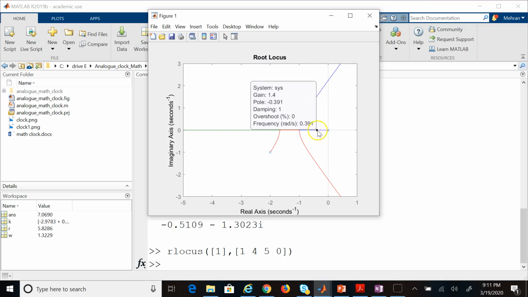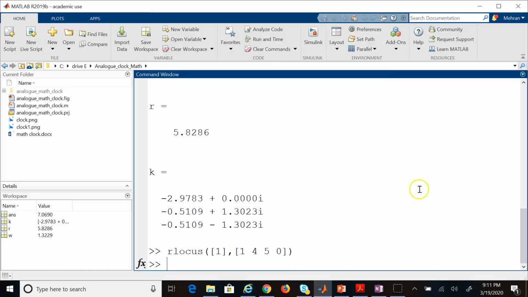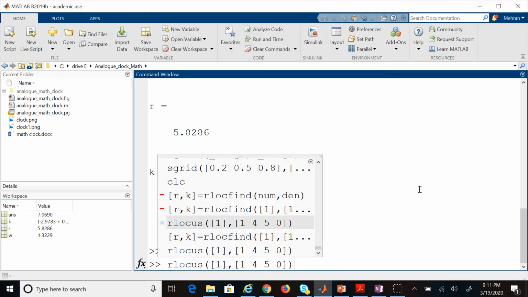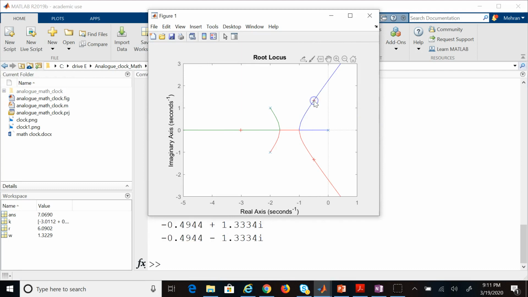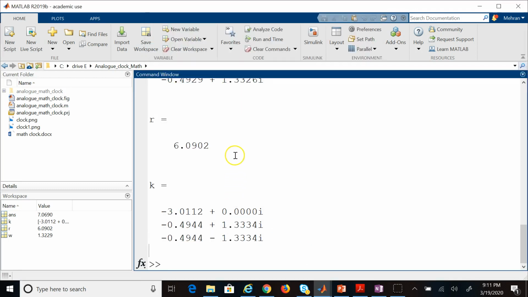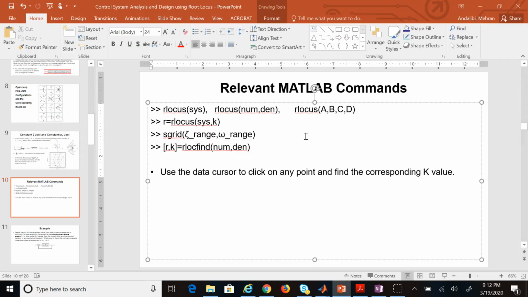Or, as I said, you can use the command rlocfind. And rlocfind is a nice one, but first you have to have rlocus. So you have to first have rlocus, then click here, and if you know where you are clicking, let's say here, then it tells you that is the gain. And the poles, as you can see here, are very close to negative 0.5, and my gain is very close to 6.01. So these are different commands for doing it in MATLAB.